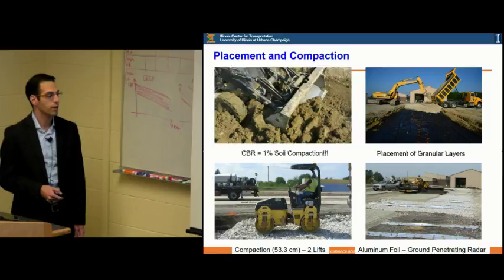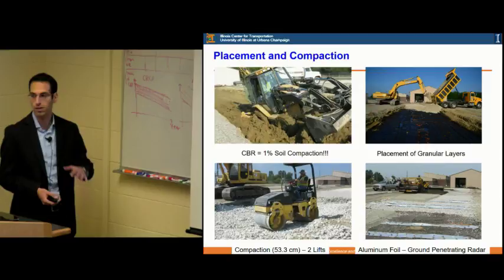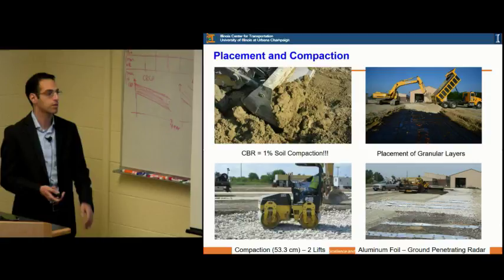Some QA/QC techniques used underneath or on top of the pavement is, for example, putting some aluminum foil for taking ground-penetrating radar readers later on and see the layer thicknesses that were achieved during the construction and how those changed after the trafficking and which layers rotted the most.